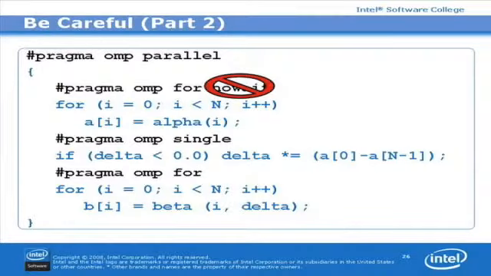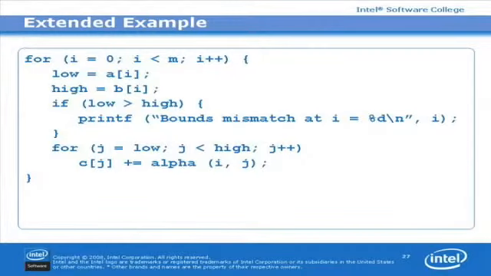In this example, I've modified the assignment value that goes into the delta variable within the single region. In this case, I'm using values out of the A array, and therefore I must make sure that all of the computations that are updating the A array have completed before I enter the single region. I have to remove the nowait clause from the initial pragma omp for because I must guarantee that all of the updates to the A array are completed before I go into the single region that updates the delta variable.